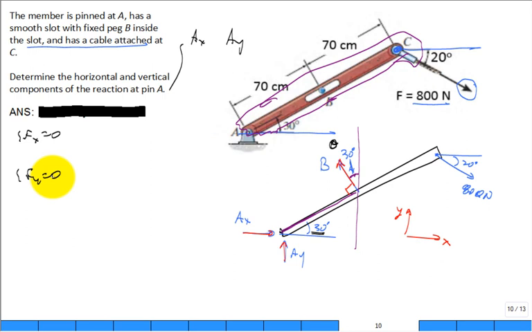So let's do this. If I said the sum of the moments around point A must equal 0, I'm going to get an equation. AX and AY will not be in that equation, but the unknown B will be, and then I'm going to get B. And I'm going to need B. Okay, let's do that. So, what is the sum of the moments around point A equal to 0?